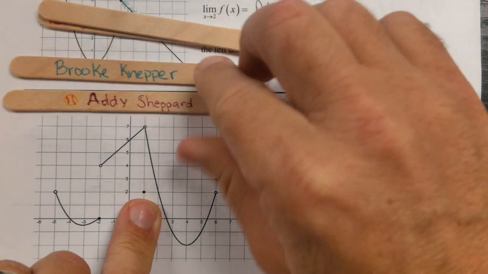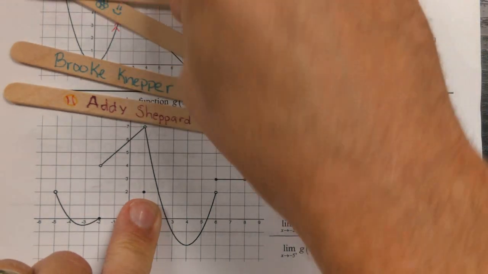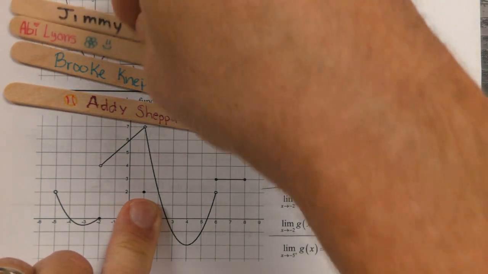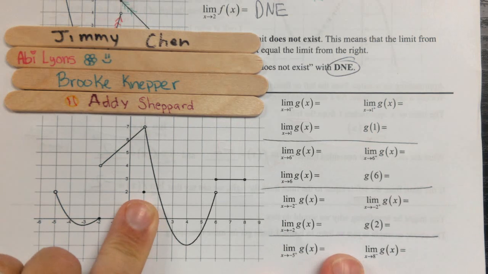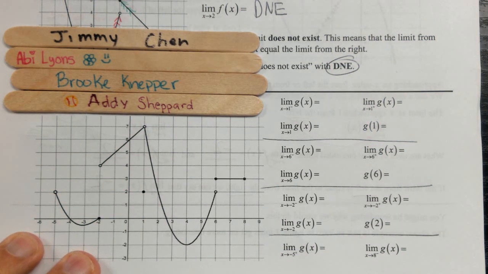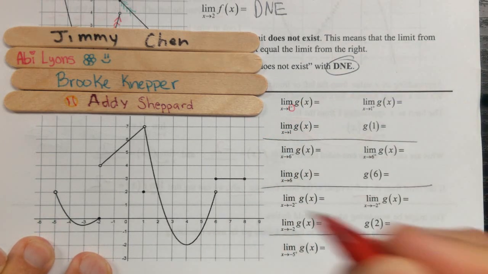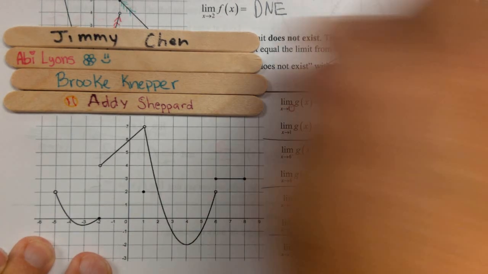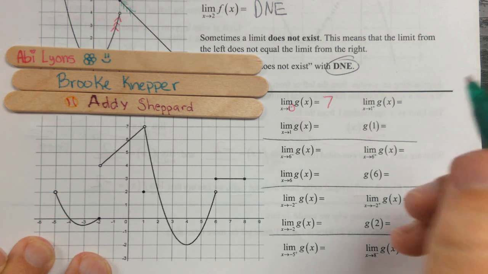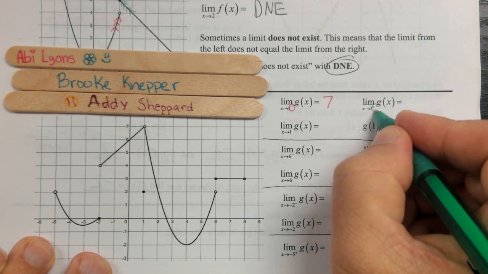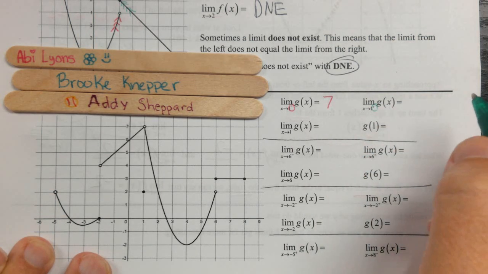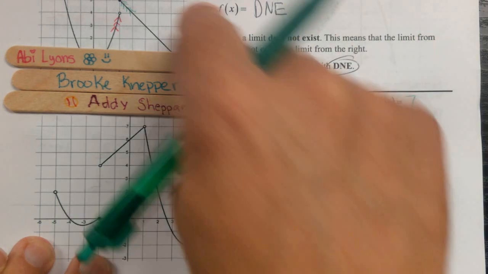You know what? Let's jump in with that. Jimmy, first one. Limit as x approaches 1 from the left. What would that be? 7. Very nice. Abby, as x approaches 1 from the right? 7.